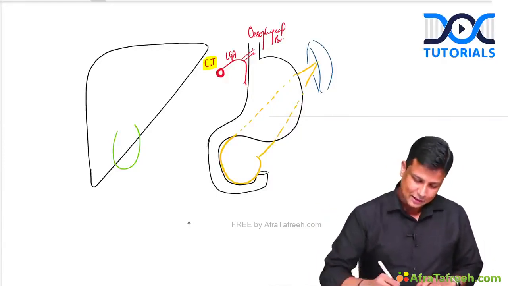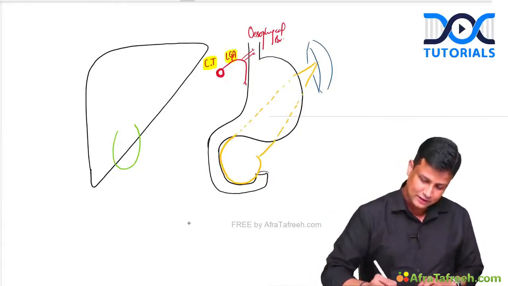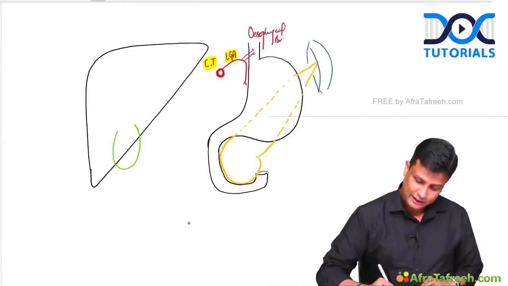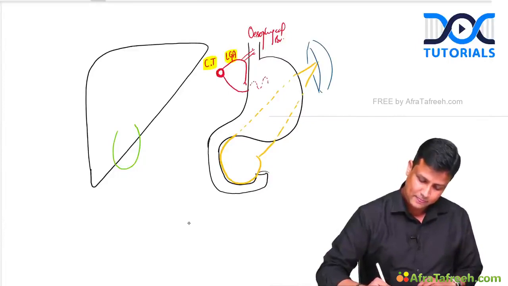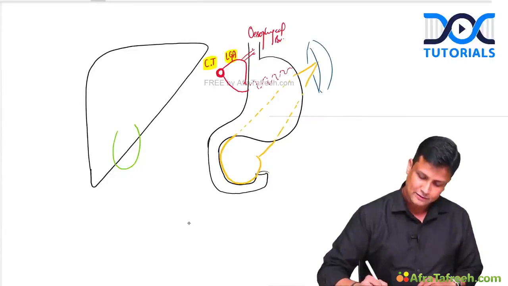Now, number 2, the second main branch of the celiac trunk will be the splenic artery. And the splenic artery, will it go in front of the stomach or behind the stomach, guys? It will be going behind the stomach, and finally it is going and supplying the spleen there.